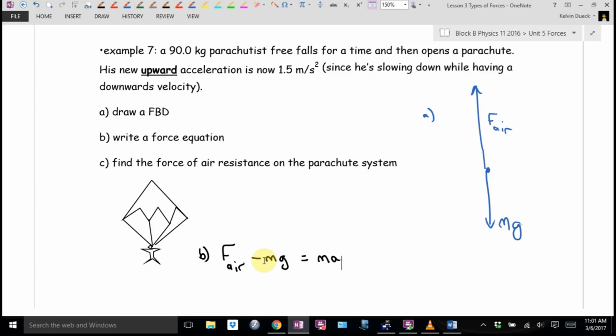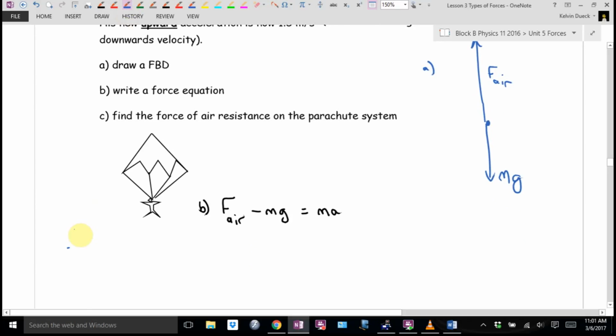Okay. Part C. What does part C want me to find? How would I get the F air by itself? Is that okay, Alec? Yeah? Air resistance is going to be mg plus ma, or ma plus mg.